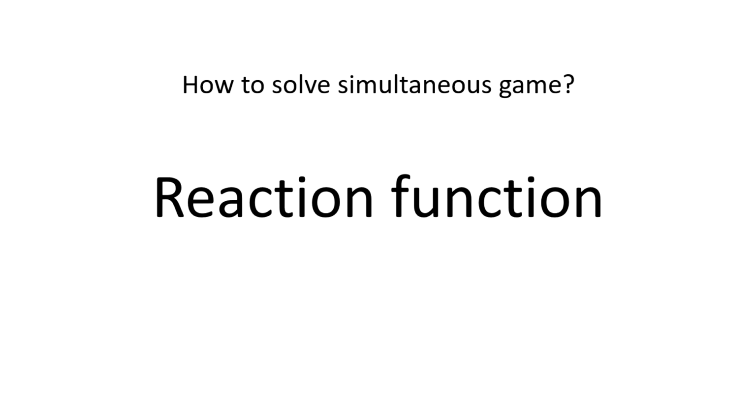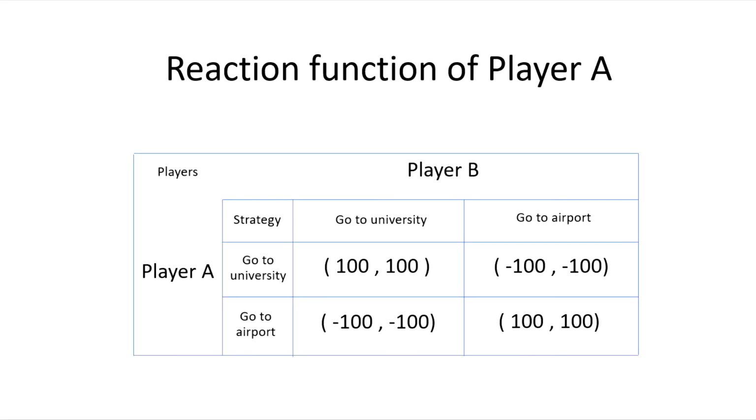Now, we turn to how to solve the simultaneous game. We solve the simultaneous game by reaction function. I will introduce you to the reaction function. Here, first, we find the reaction function of player A. So, we recall the payoffs matrix of player A and player B for the game of meeting each other at the university or the airport.